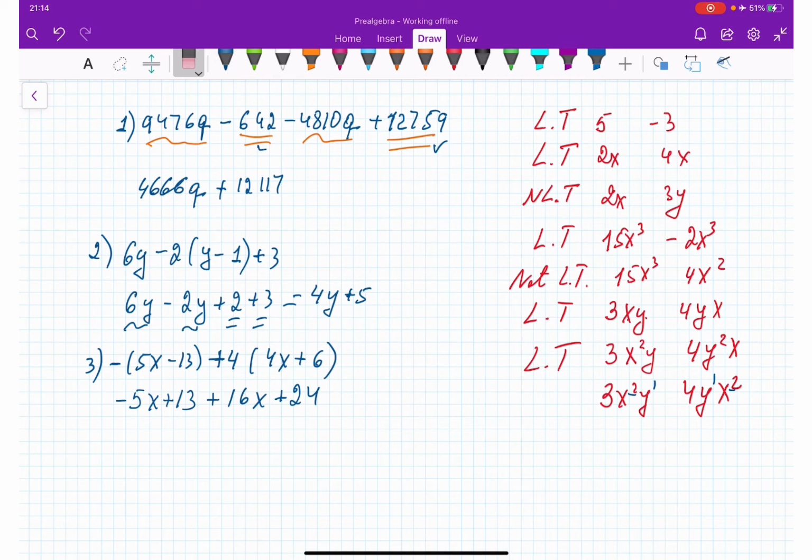Combining like terms, negative 5x with 16x, 13 with 24. So negative 5 plus 16 is going to be positive 11x. Positive 13 plus positive 24 is going to be 37.